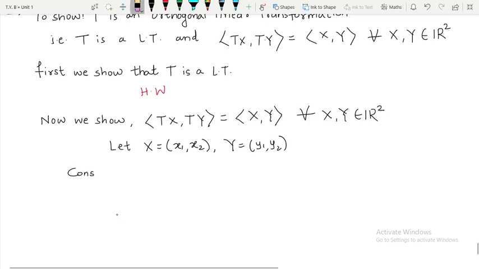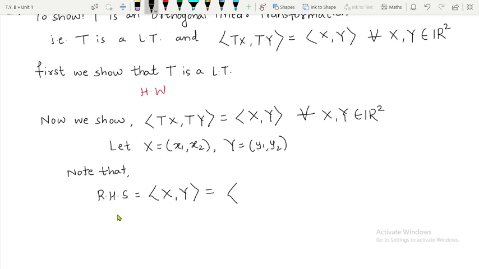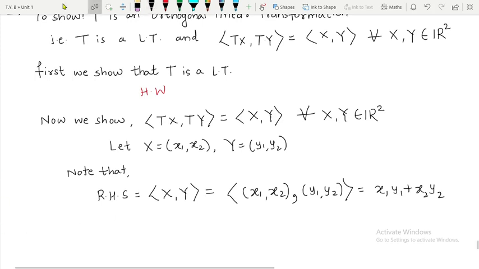But before that, let us see what our right hand side is. Our RHS is equal to the inner product of x with y, which is further equal to the inner product of (x1, x2) with (y1, y2). Now our inner product is nothing but the dot product in this case. So this will be x1 y1 plus x2 y2, right?